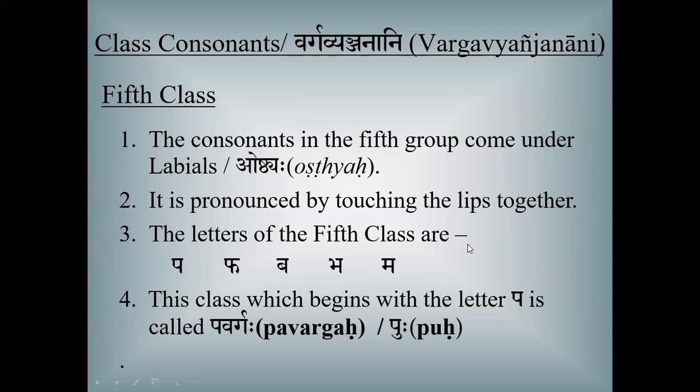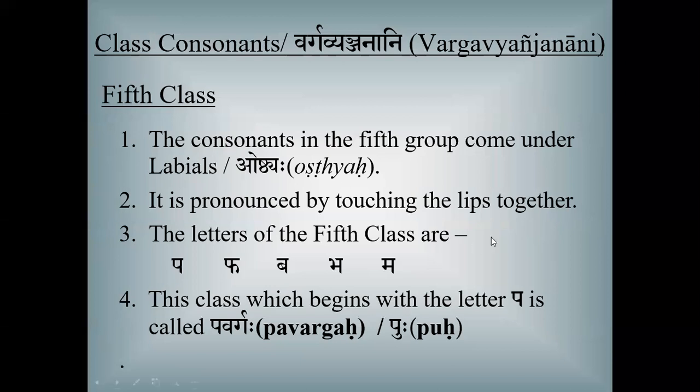Why is it called pavarga? Because the first letter is pa, therefore it is called pavarga. Varga means what? Group. So the group begins with the letter pa, therefore it is called pavargaha. The shortest way to represent the letters of this class of consonants is puhu. So kuhu, chuhu, tuhu, tuhu, puhu: all the five class consonants.